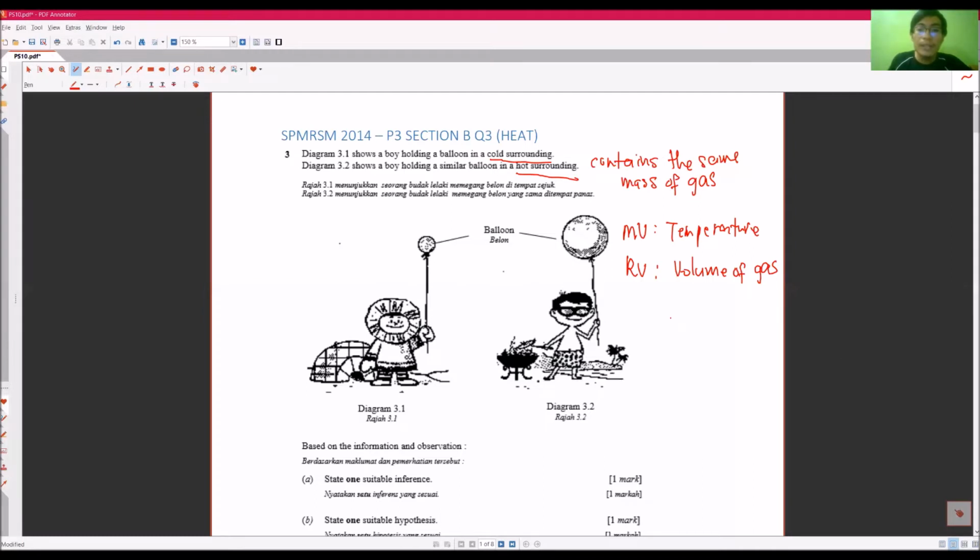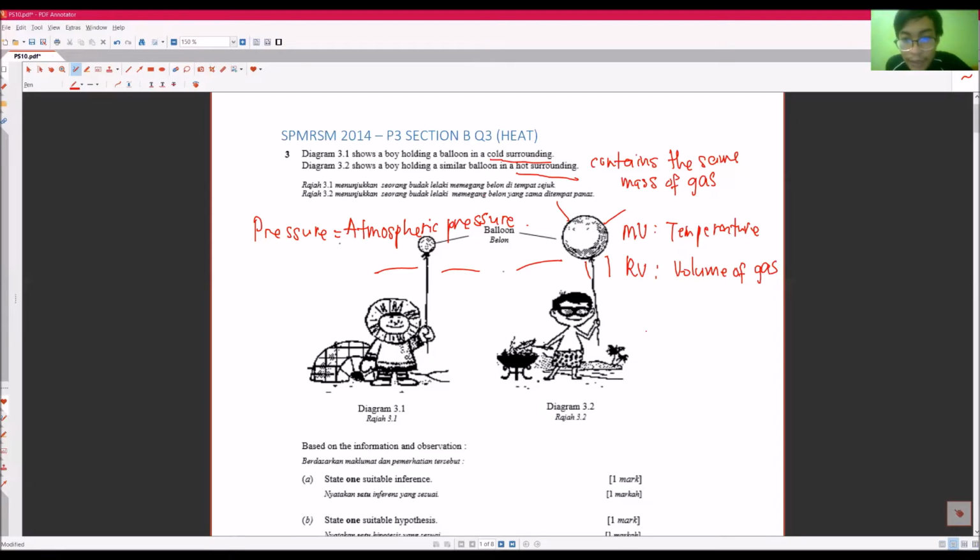Okay, so why not pressure? Why is pressure not valid here? Because pressure is equal to atmospheric pressure here. The surrounding pressure acting on the balloon is the same, because both balloons are in the air, so there is this atmospheric pressure exerted on the balloon. So what kind of experiment would make pressure the responding variable?